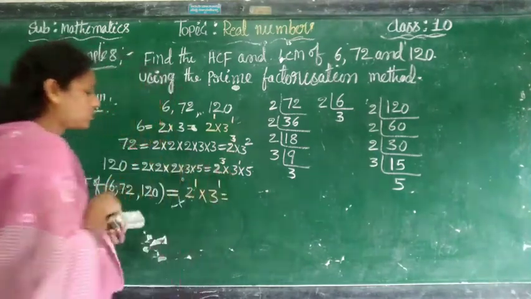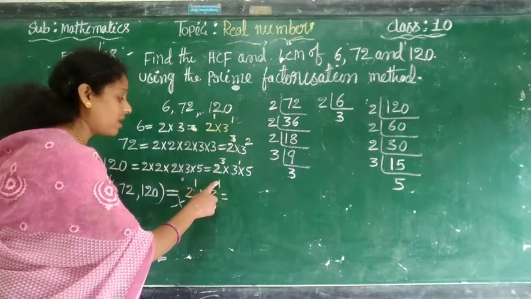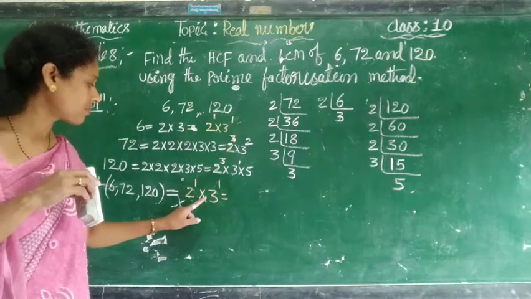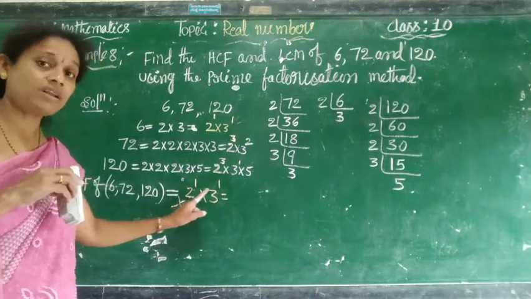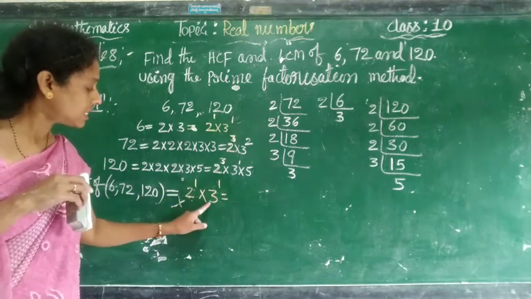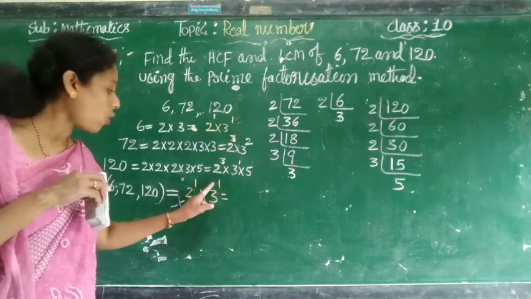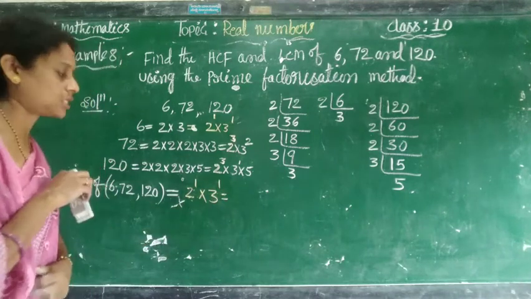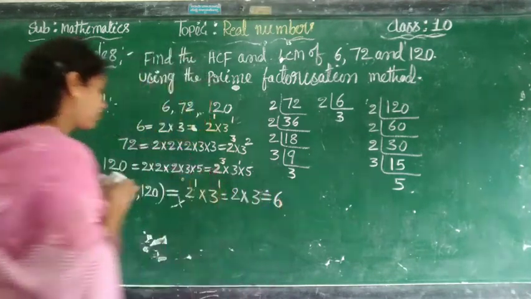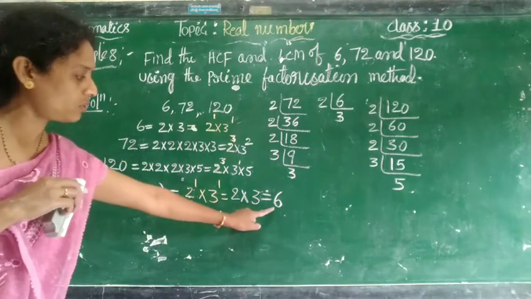So dear students, 2 to the power of 1 and 3 to the power of 1 are the least powers of the common factors 2 and 3 respectively. Once again, 2 into 3 is equal to 6. So the HCF of 6, 72 and 120 is equal to 6.